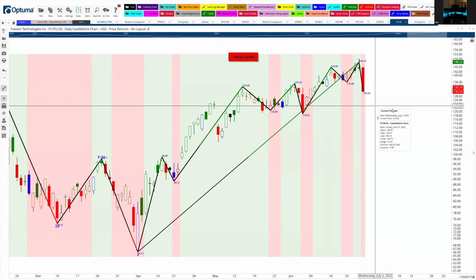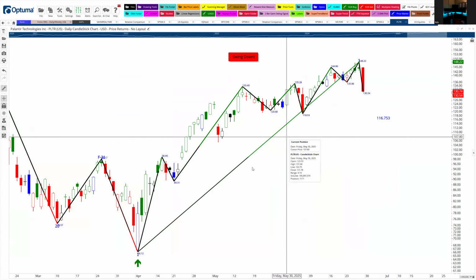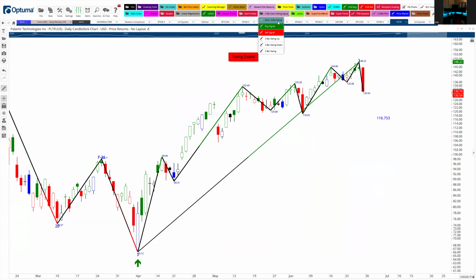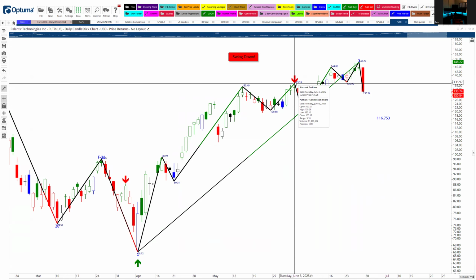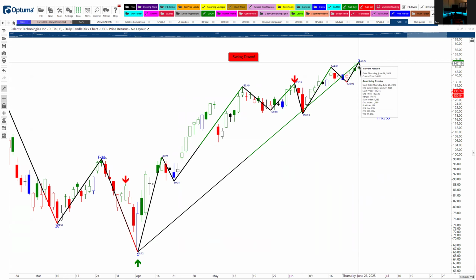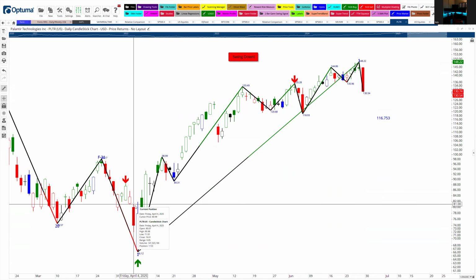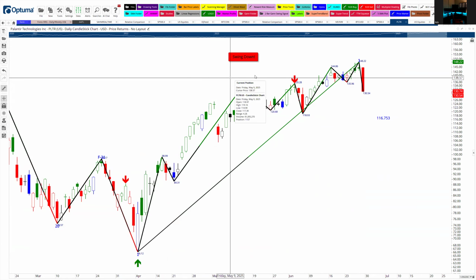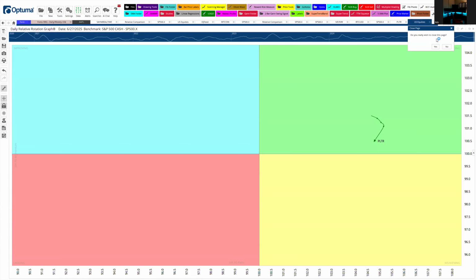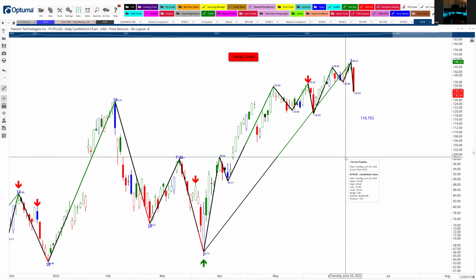So let me see if it got. No sell signal either, except here. That was the last one. Nothing here. That's a good buy signal, huh? I don't think I've ever traded Palantir, to be honest.